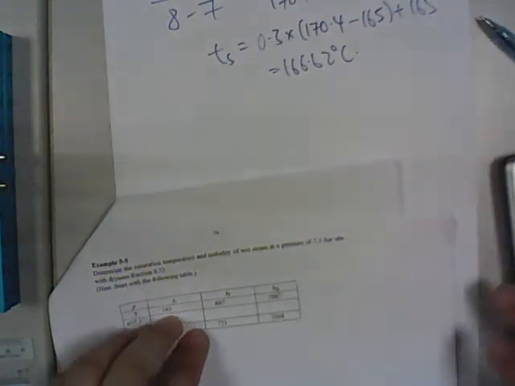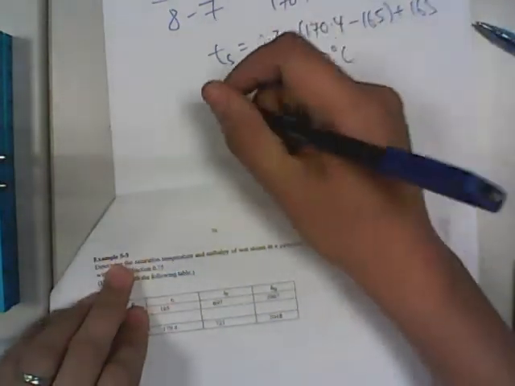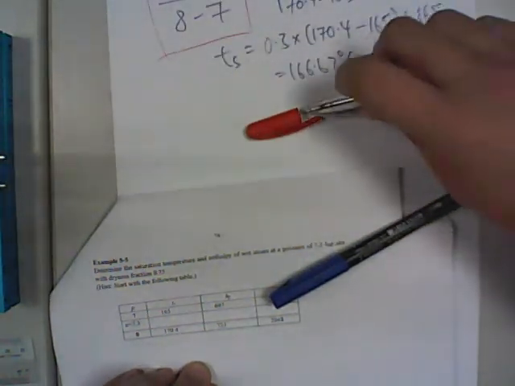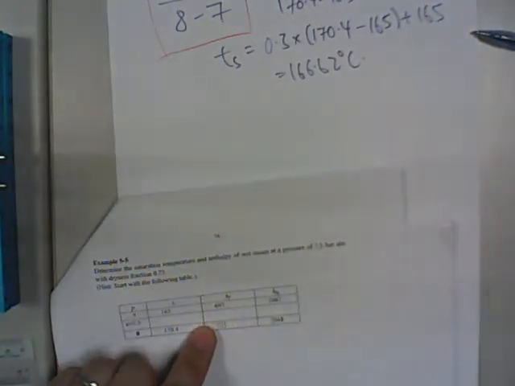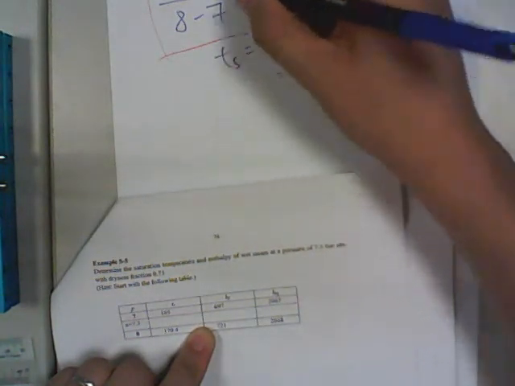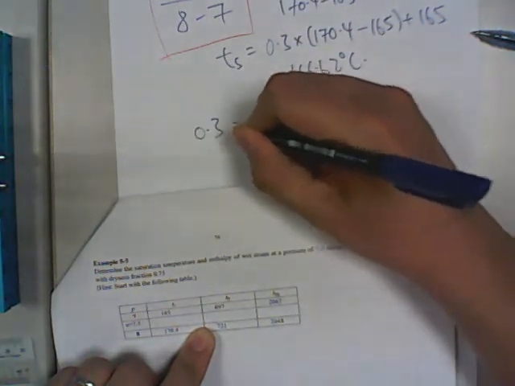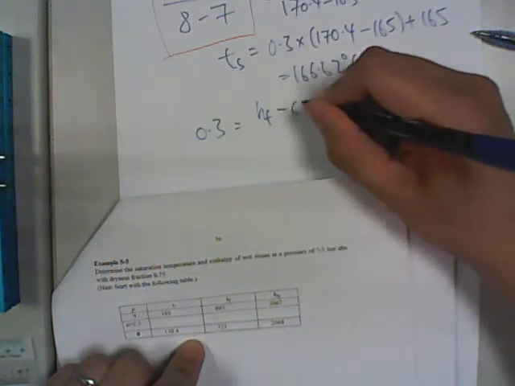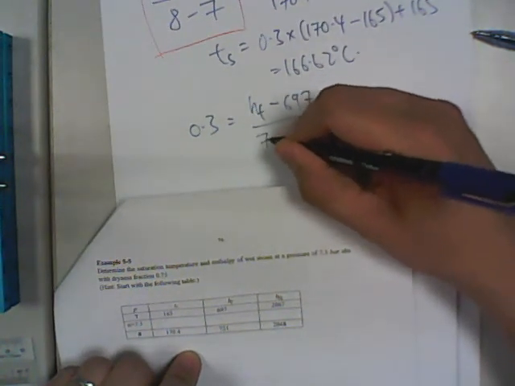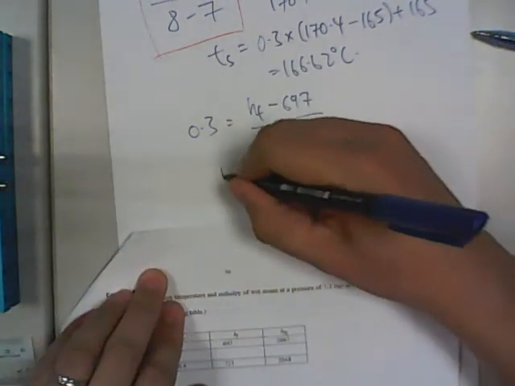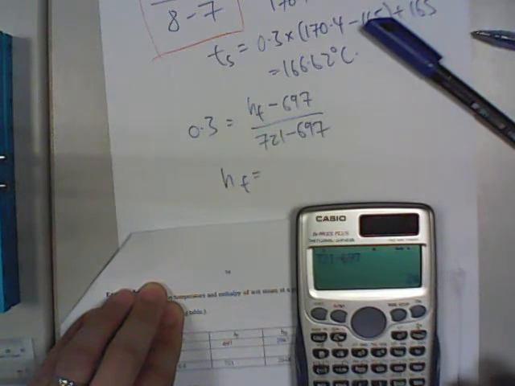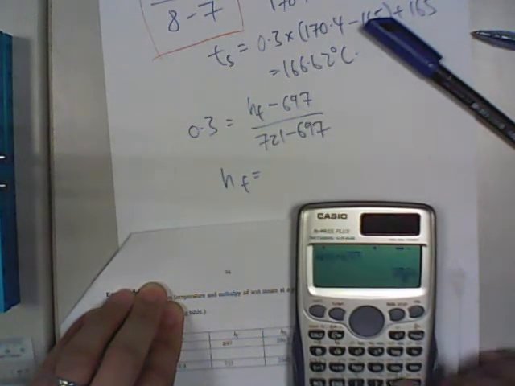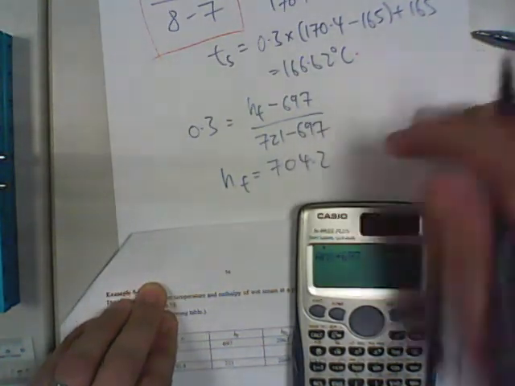Okay, and then you do the same thing for HF and HFG. The left side, X, remains the same, because X will always be what you know, which is pressure here. The only difference is the right side, which is what we want to find. So now I want to find HF. The left side is always 0.3 over 1. The right side will be HF, what you want to find, minus 697 over 721 minus 697. So HF is 721 minus 697 times 0.3, plus 697, which is 704.2.